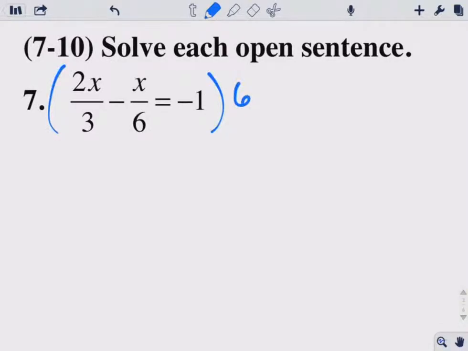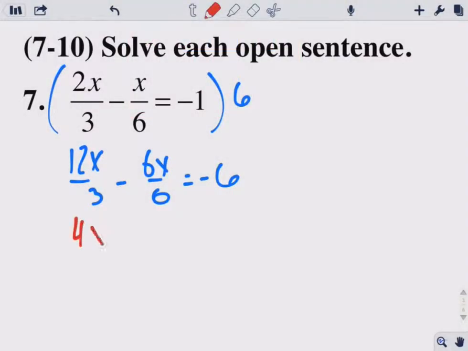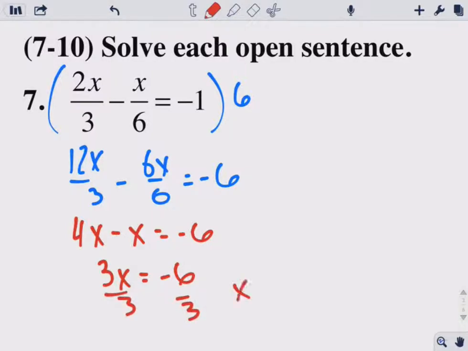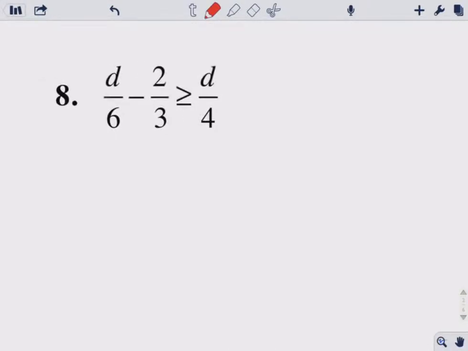Again, our GCF is 6. So I get 12x over 3 minus 6x over 6 equals negative 6. Distributed everywhere. Simplify, you get 4x minus x equals negative 6. 4x minus x is 3x equals negative 6. Divide by the 3, and you get x is equal to negative 2. Alright, so that's 7.